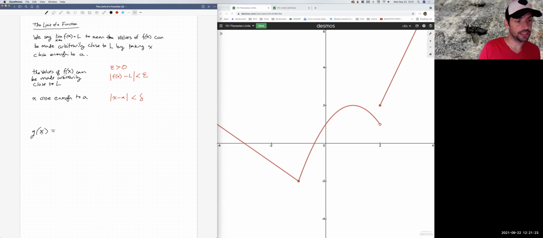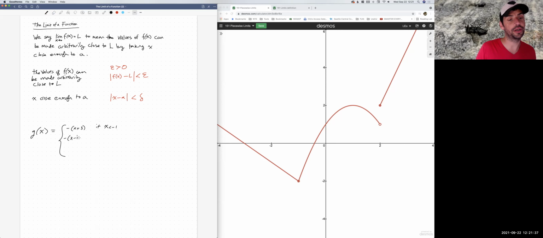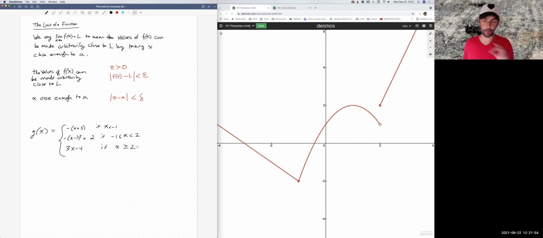It doesn't really matter. g of x is a piecewise function. It's negative x plus 3 if x is less than -1. It's negative (x minus 1) squared plus 2 if x is between -1 and 2. And then it's 3x minus 4 if x is greater than or equal to 2. So here's our piecewise function. Here's the graph of it over there.